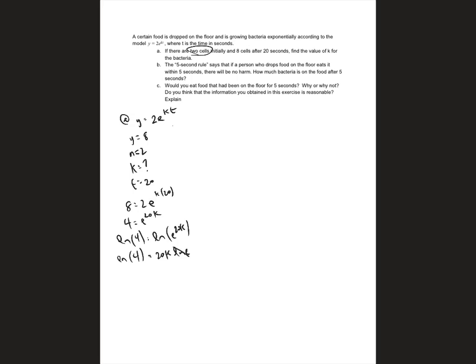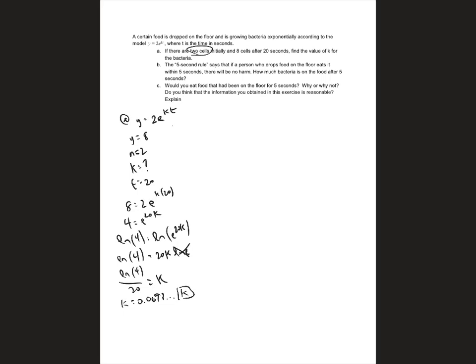The natural log of e is 1. Get k by itself. Find that on the calculator and store it. And that gave me like 0.0693... But I want to use the entire number, so I store it as k. So that's part A.